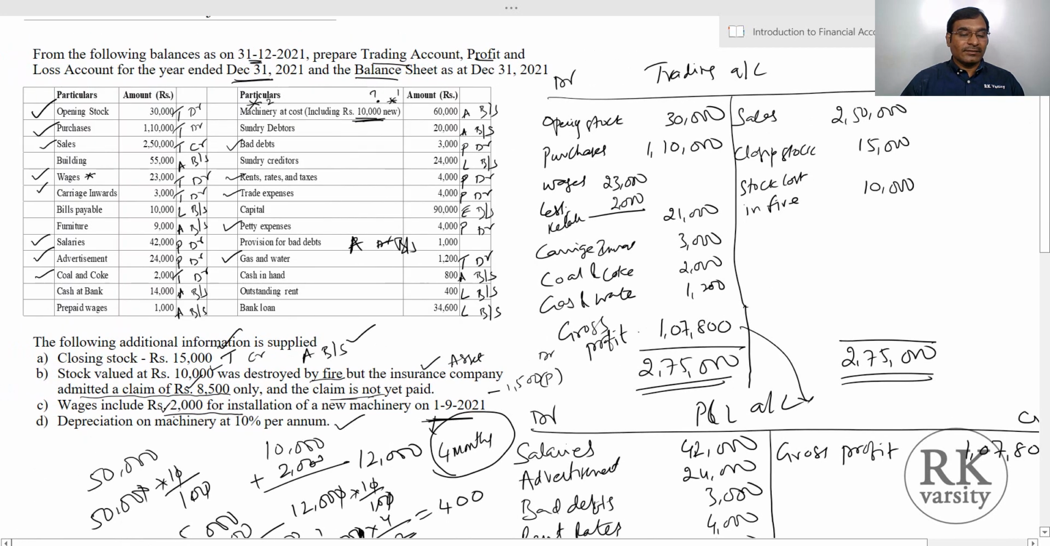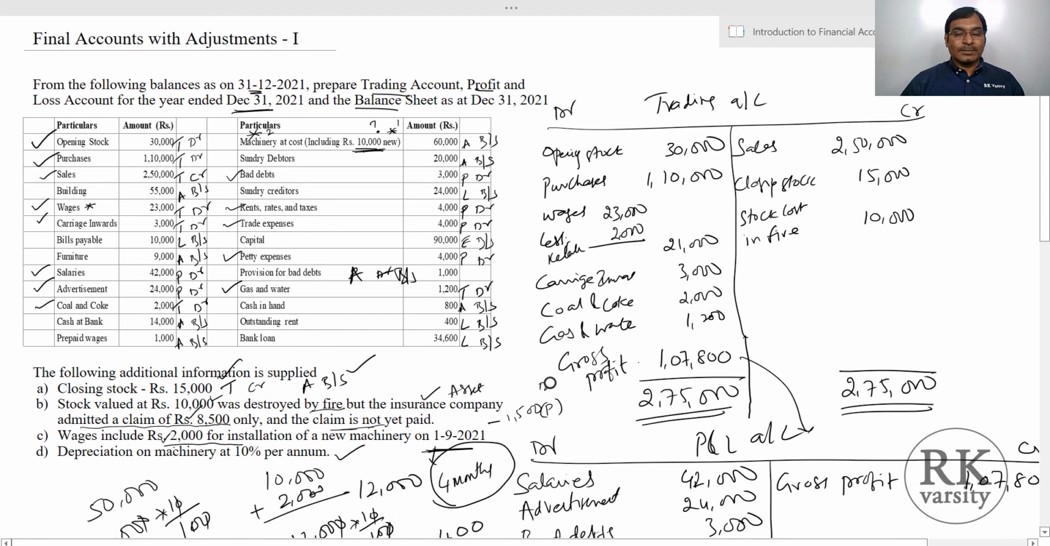So here we have only 4 adjustments, and I'm going to explain this concept in another video also, where we are going to have different adjustments, so that this will bring you clarity on how to make adjustments in your trading, profit and loss account and balance sheet.